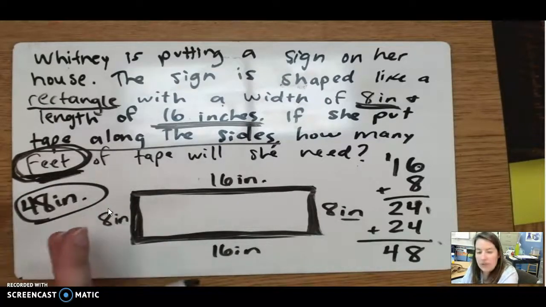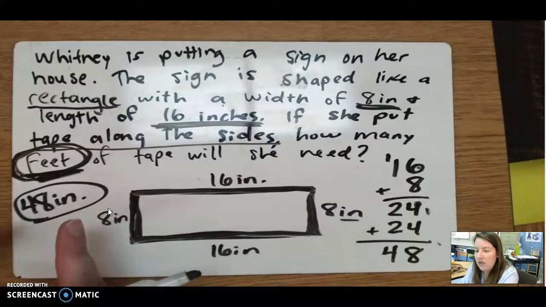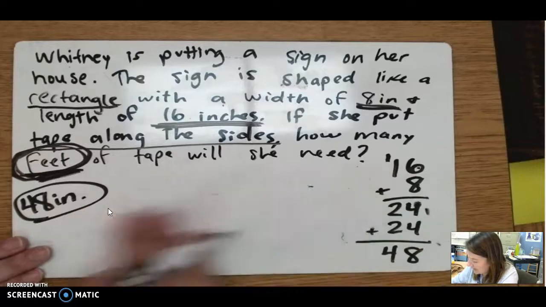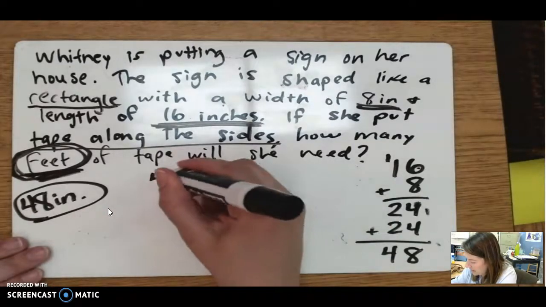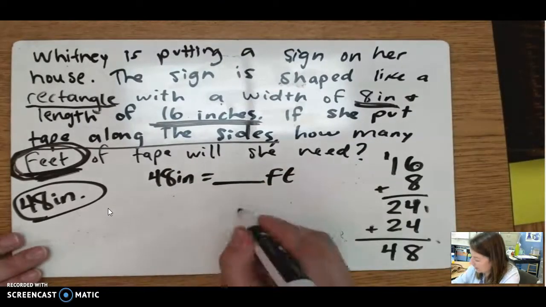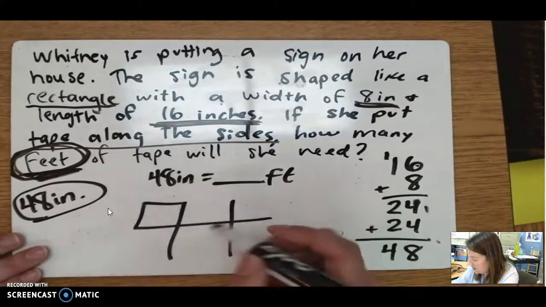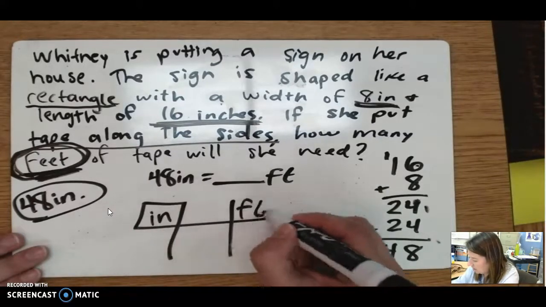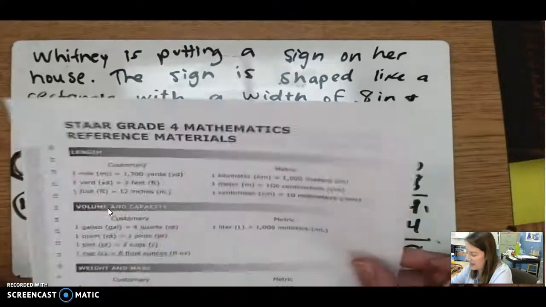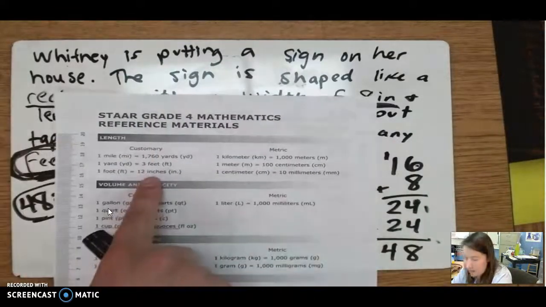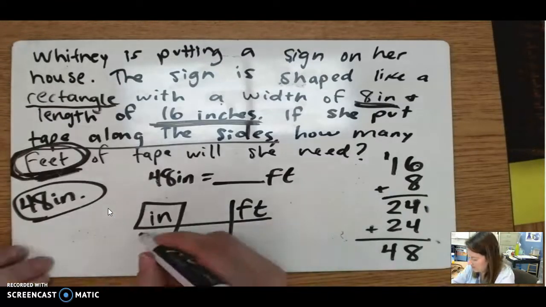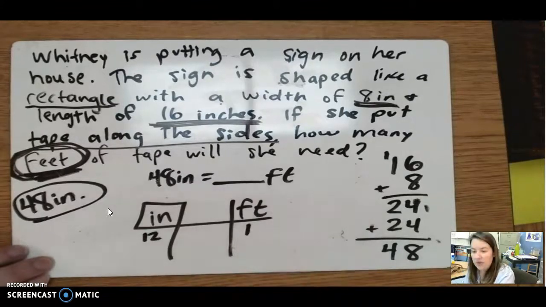So now that we know the total in inches, we need to convert it to feet. So let's convert inches to feet, because 48 inches is the same as how many feet? Now we do our regular conversion problem. Okay, I have inches, we're going to feet. Look at your chart. Where do you see inches and feet in the same line? It's right here. 12 inches is 1 foot. So I'm going to write that down.